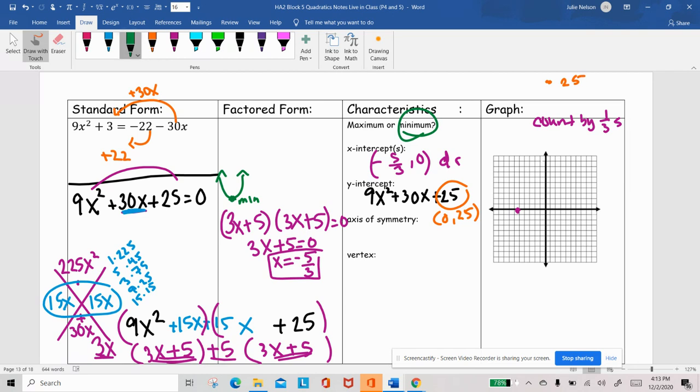Okay, our axis of symmetry is always the middle of our two x-intercepts. Well, if I have two x-intercepts at -5/3, the middle of -5/3 and -5/3 is just -5/3. So I have an axis of symmetry at x equals -5/3. Don't forget the x. Okay. And how do I find my vertex? Well, I always plug in my axis of symmetry either to the factored form or the original. I prefer the factored form.